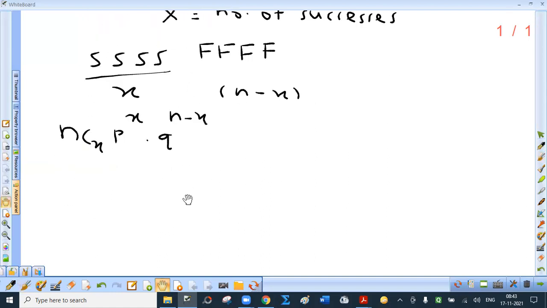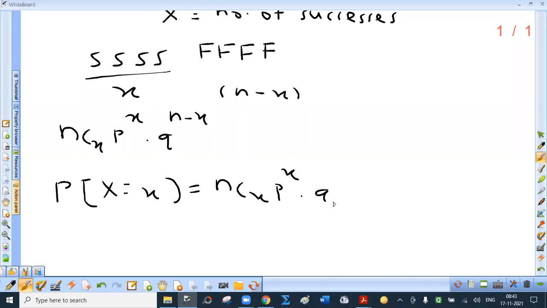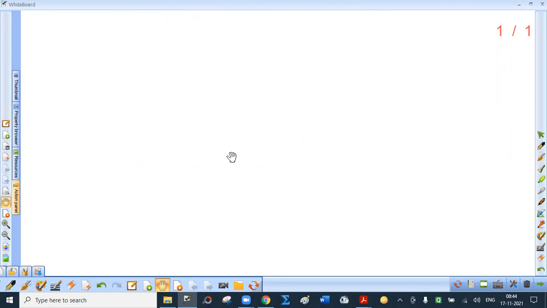And therefore we say that P of capital X equal to small x is nothing but nCx p raised to x into q raised to n minus x. Okay, this is known as binomial distribution. So if you are asked to define binomial distribution, how will you define it?